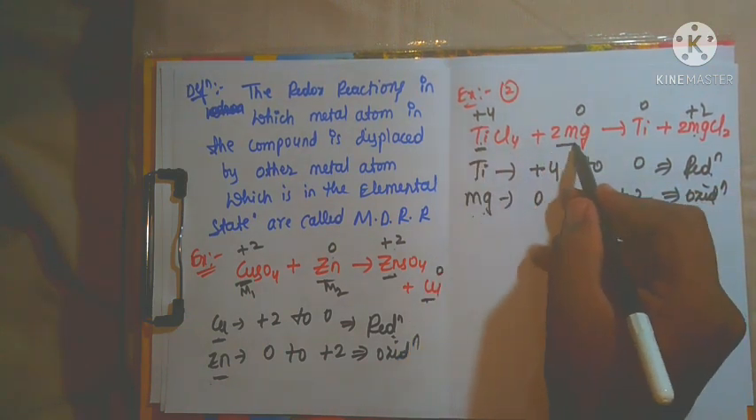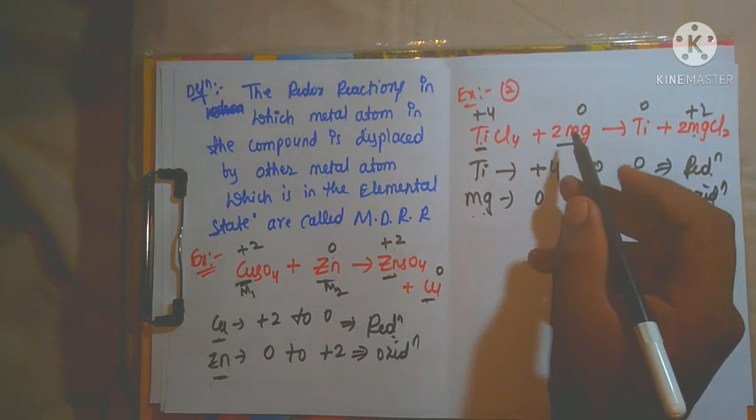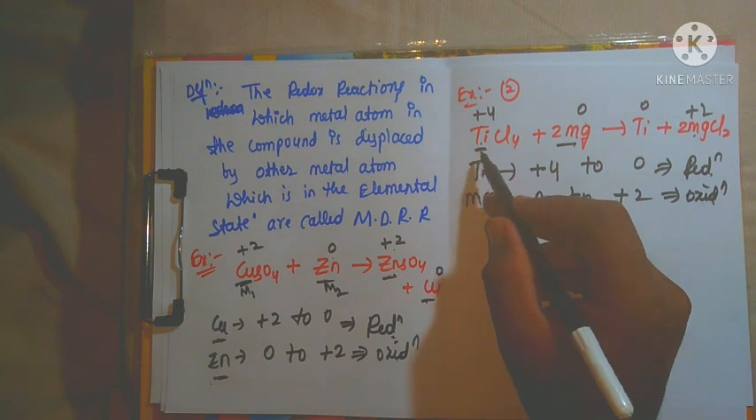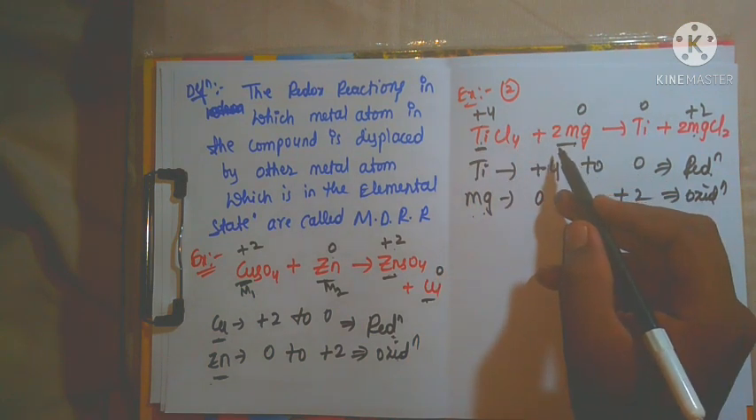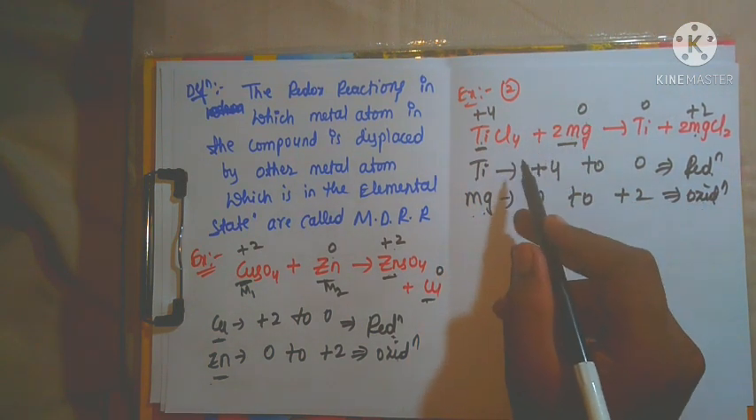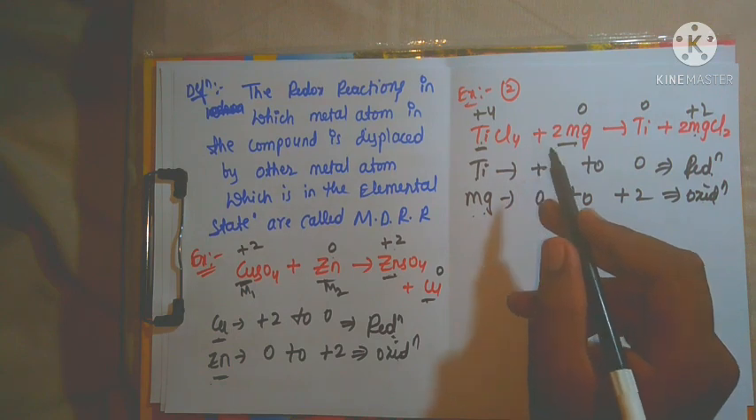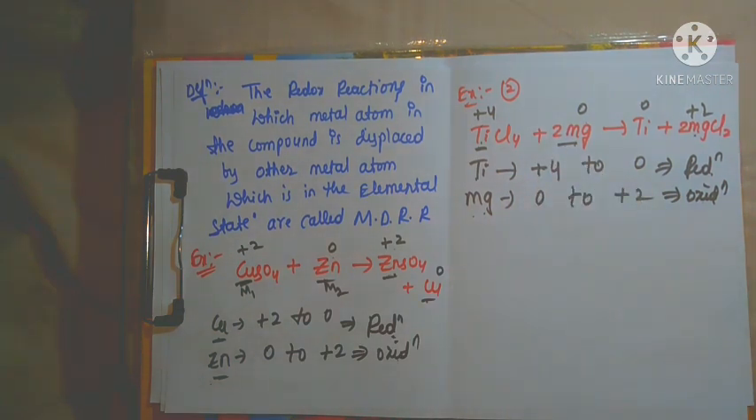Titanium is a metal, magnesium is also a metal, correct? The one which is undergoing displacement is a metal, and the one which displaces the other is also a metal. Therefore it is called as what? Metal displacement redox reaction. Next we will go for the second type in the displacement reactions.